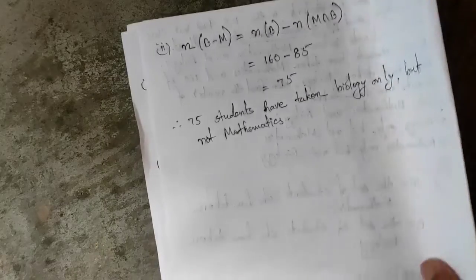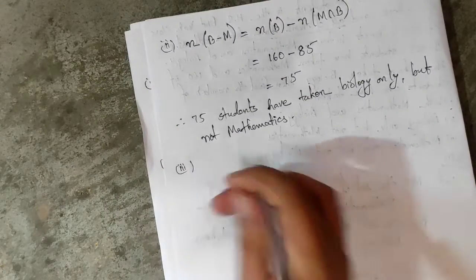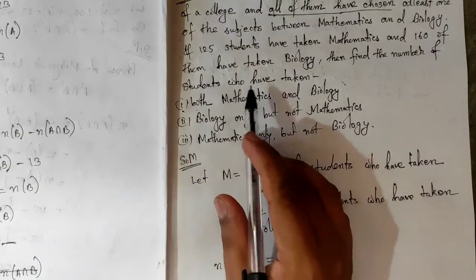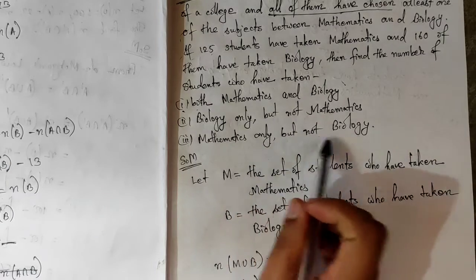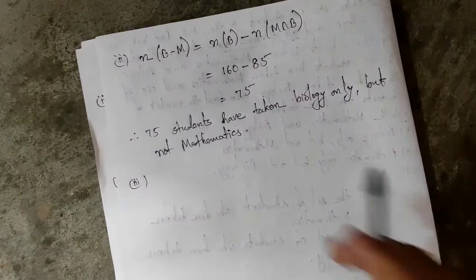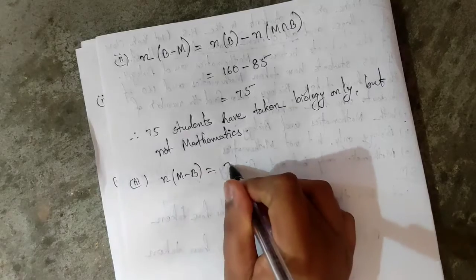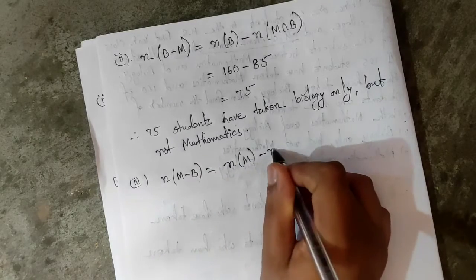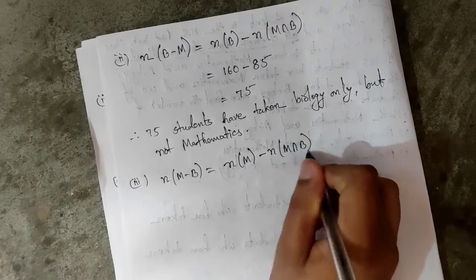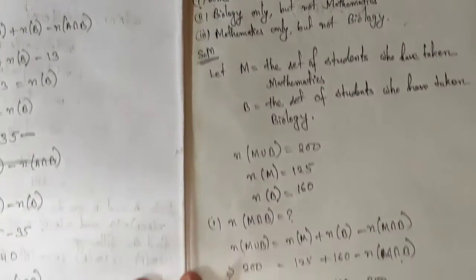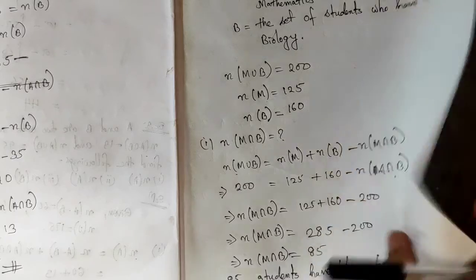Clear. Now, what is the question in B3? We will see. It is given the students who have taken mathematics only but not biology. That is, we need to find n of M minus B. We know the formula: n of M minus n of M intersection B. So what is n of M? We have already known, I think 125. n of M is 125 and n of M intersection B is 85. We have already found this.